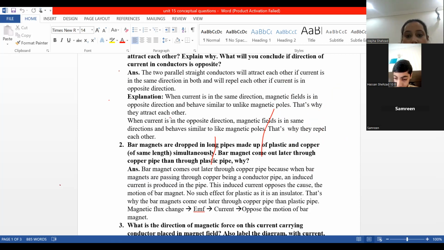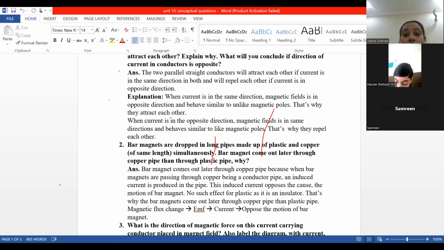So the bar magnet comes out later through the copper pipe, because when the bar magnet passes through a copper pipe, being a conductor, an induced current is produced in the pipe. How is the induced current produced in the pipe? We know the nature of a conductor: when we provide a potential difference or voltage to a conductor, what will happen? A field is induced around the conductor, right? So when a field is induced around the conductor, what will happen?